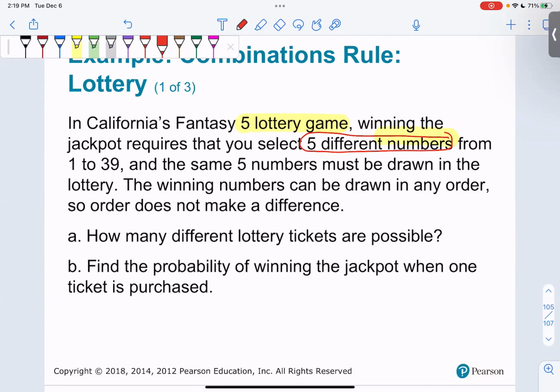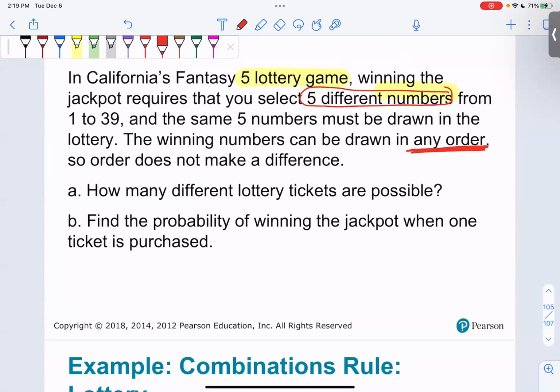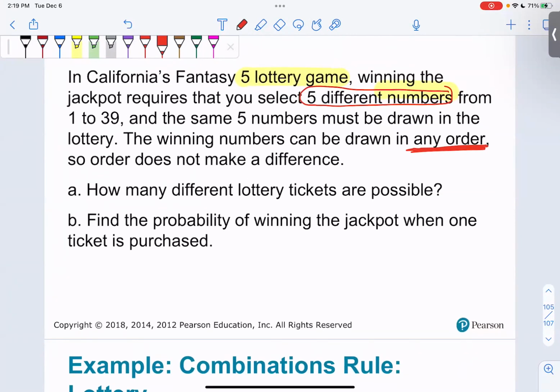Okay. And 5 numbers must be drawn in the lottery. The winning numbers can be drawn in any order. So here, we don't care about the order, right? The order does not make a difference. How many different lottery tickets are possible?